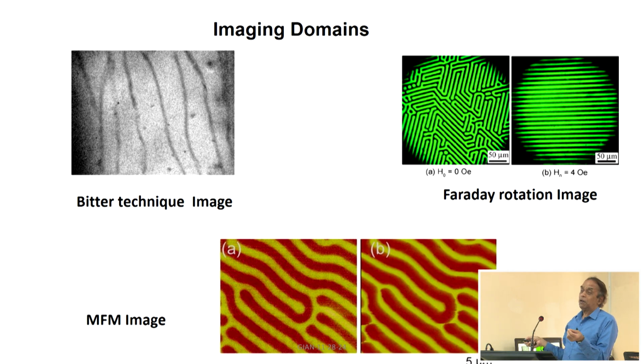And if you have a small static magnetic field, you can easily visualize the change in the domain configuration. It's 4 Oersted, which is a very small field, versus 0. Okay. And this one is magnetic force microscopy. You can image the domain structure in the MFM amplitude or phase image, and it's a traditional atomic force microscopy technique, but the probe is sensitive to magnetization. That is what shows up as this domain structure.